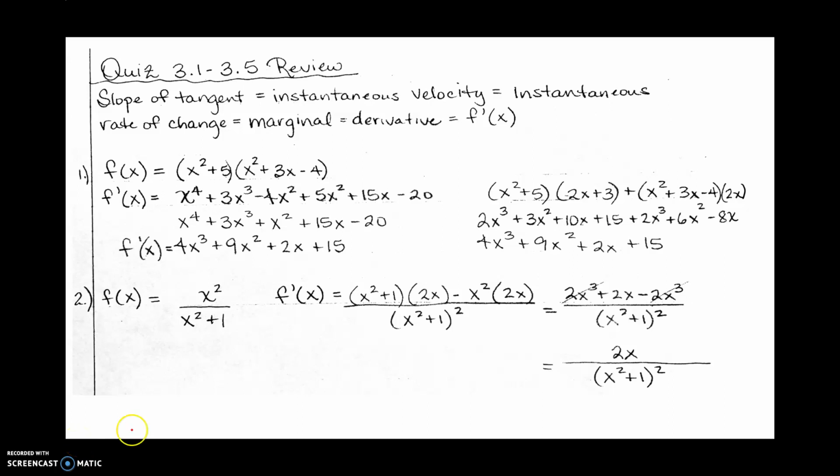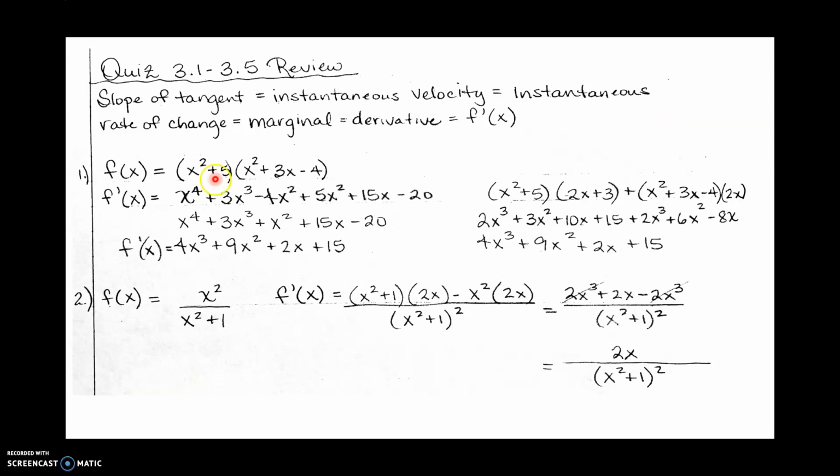All right, so let's look at the solutions for our quiz review for 3.1 to 3.5. Please remember that all of these terms mean the exact same thing: slope of the tangent line, instantaneous velocity, instantaneous rate of change, marginal, derivative, f prime of x. So they could ask any of these questions in that way and it would mean to do the same thing.